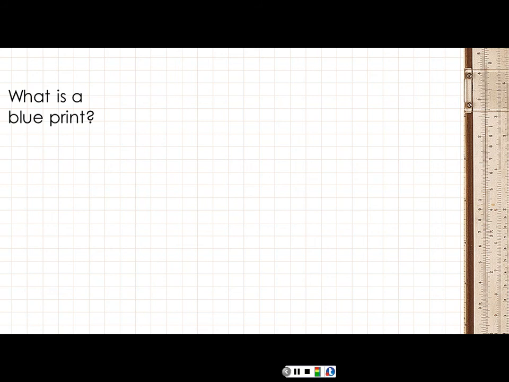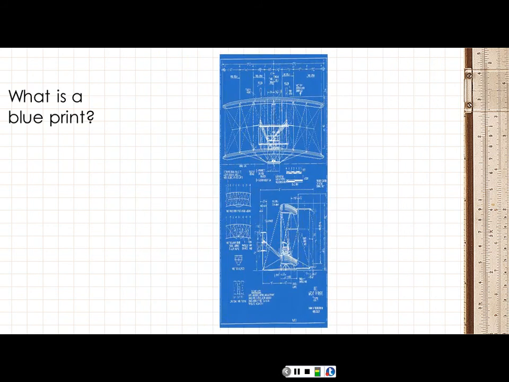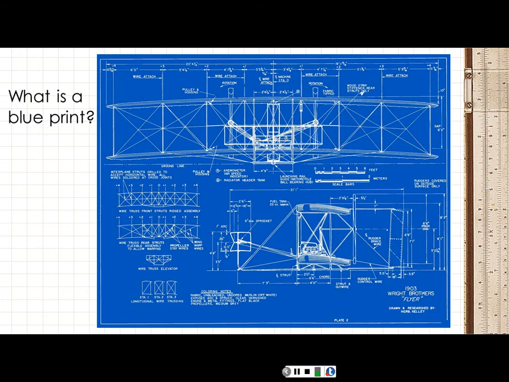And some of them do it just opposite. So this is an example of a blueprint. And we still do them every once in a while. This is the Wright brothers plane. They can make as many copies of this as they needed, and give it to everybody that was involved. Of course, now they're obsolete because we have these big old plotters.